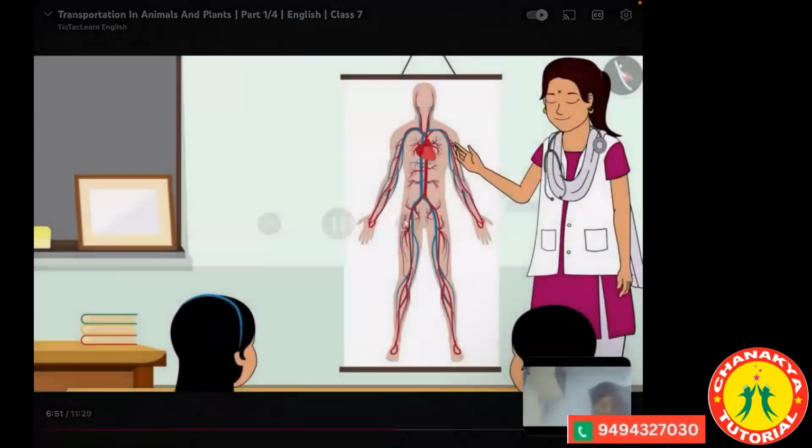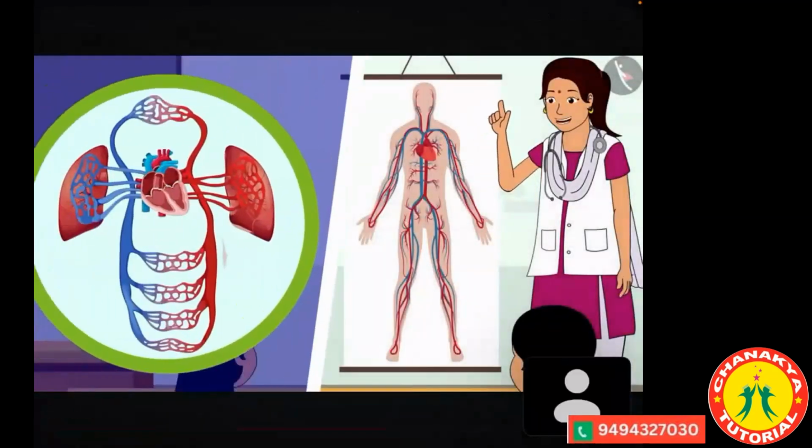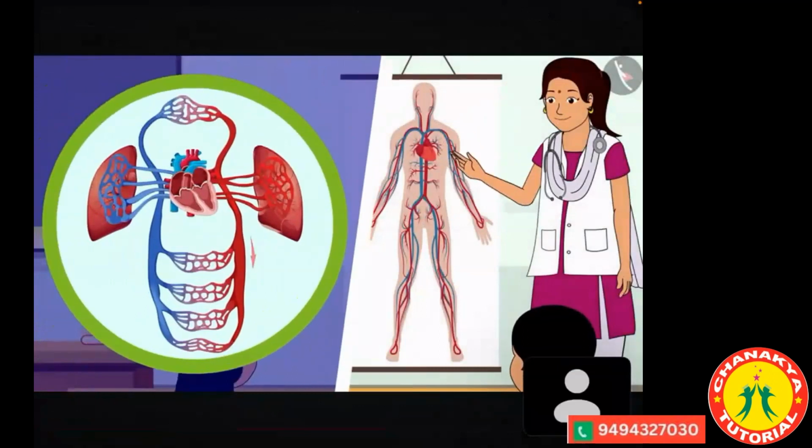Hemoglobin does not only give the color to the blood but also binds with the oxygen and transports it to all parts of the body and ultimately the cells.